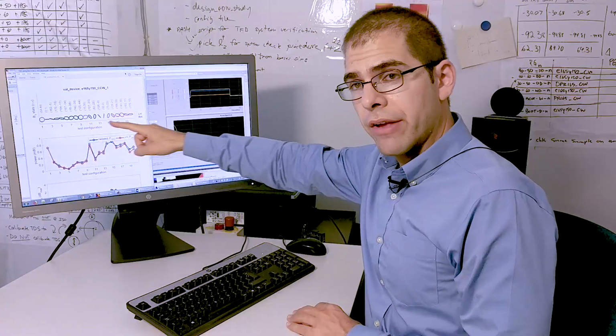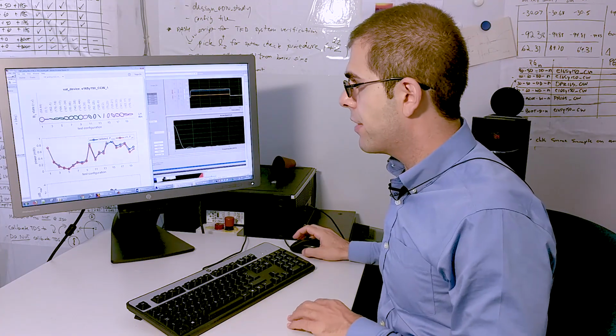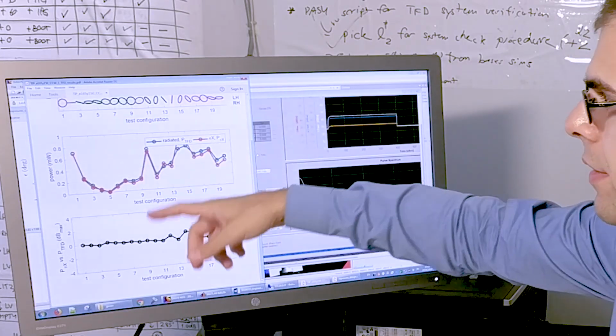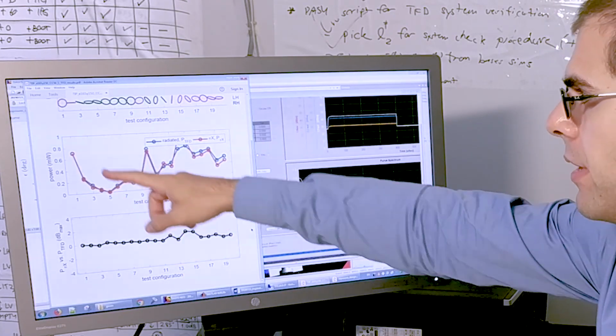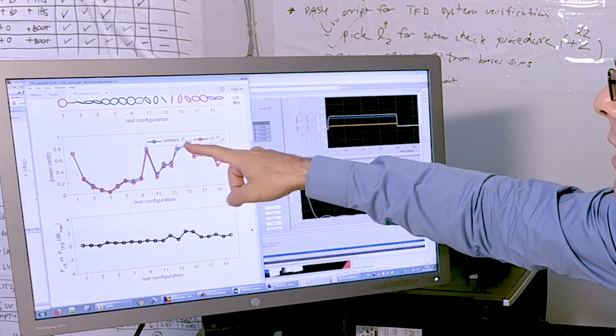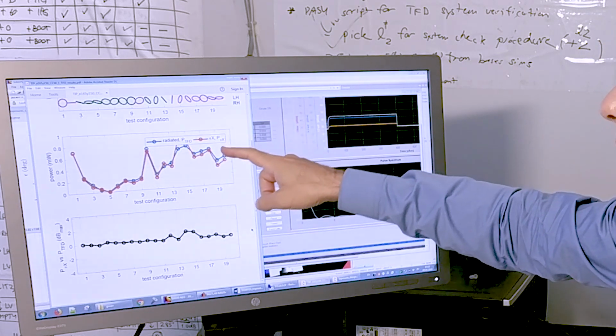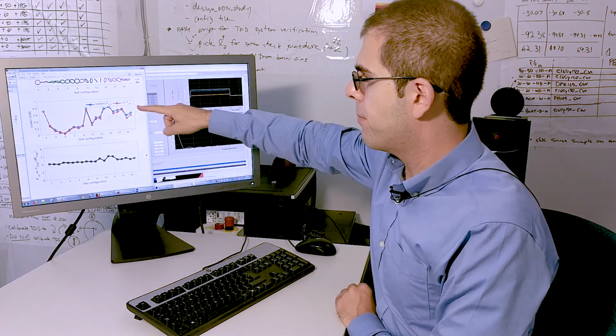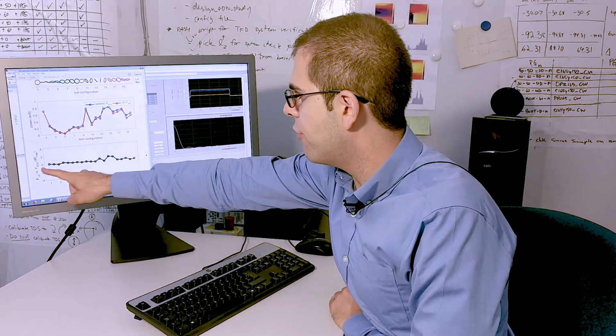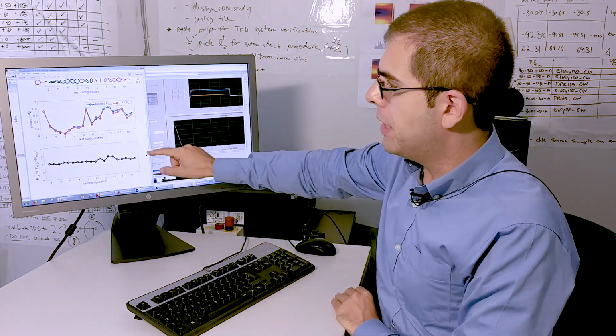These are the 20 polarizations that we've measured as the 20 test configurations. As you can see, the agreement in deposited power in milliwatts between the radiated test and the predictions of the PIEX are very good over the 20 polarizations. The deviation is well within the uncertainty.